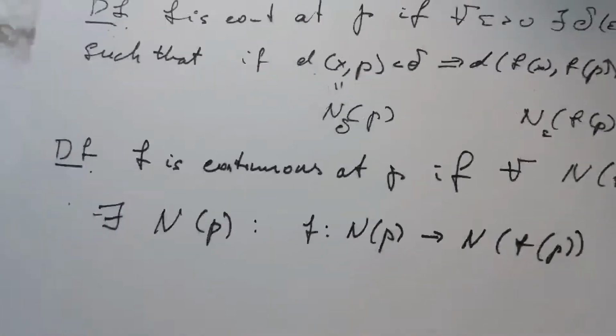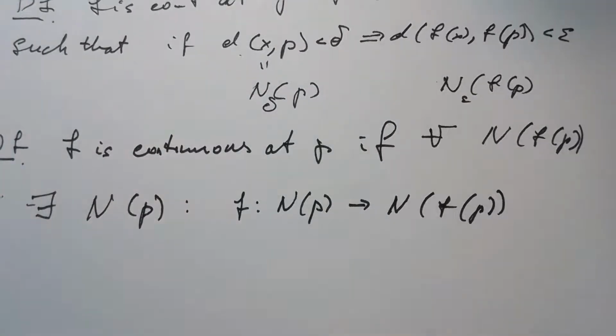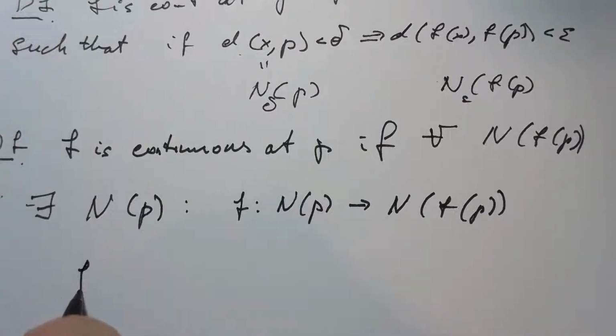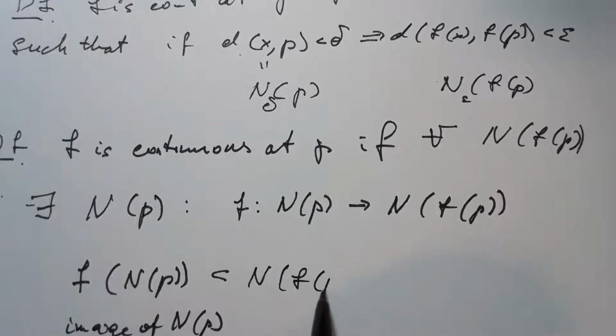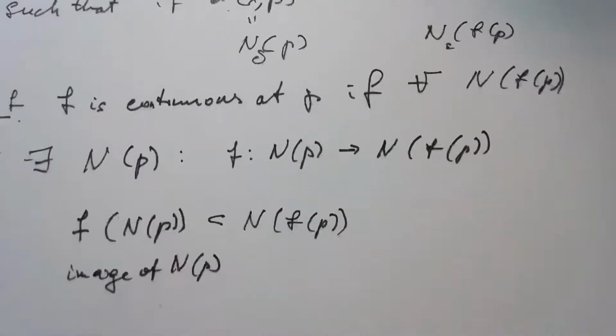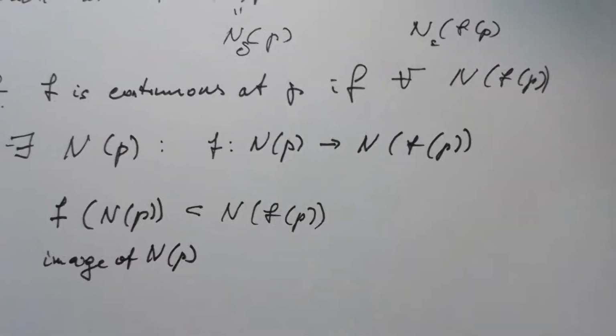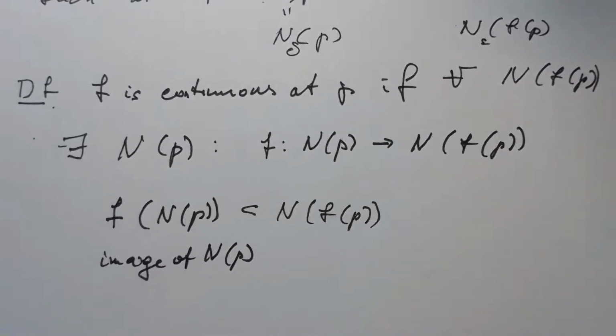In other words, and I hope I'm going to use the words that you're familiar with, if I take my function f and apply it to the set N sub P, so this is not the value of a function, this is the function applied to the set, this is the image of N sub P. So if I take f and apply it to this thing, it will be a subset of N of f of P. Okay, and this is finally the definition of a continuous function at a given point.